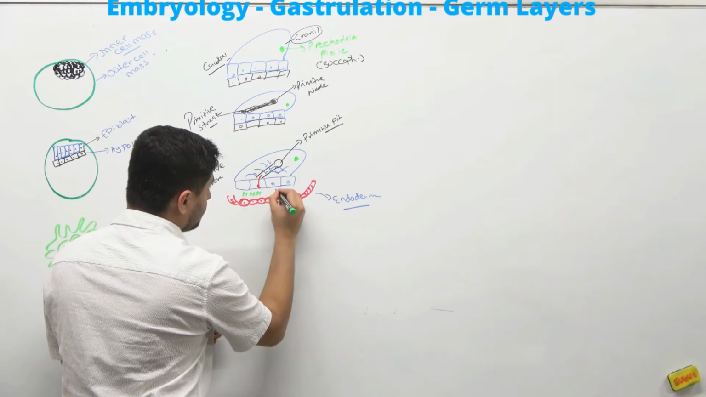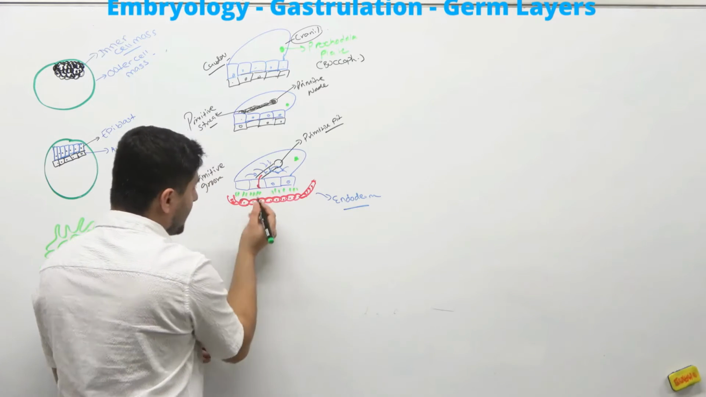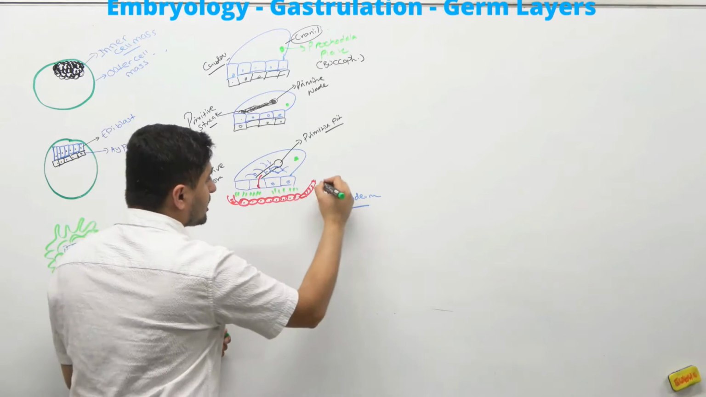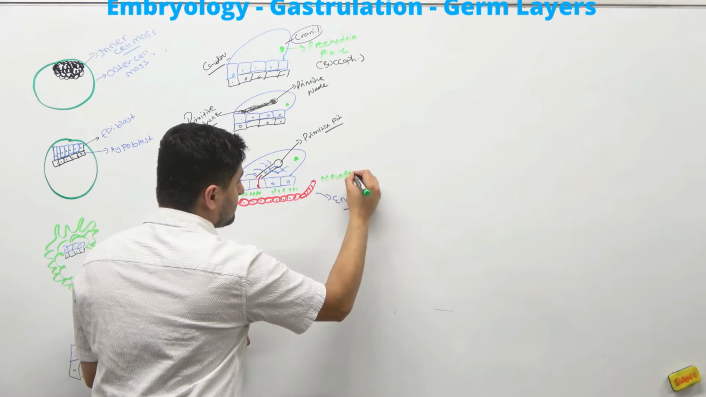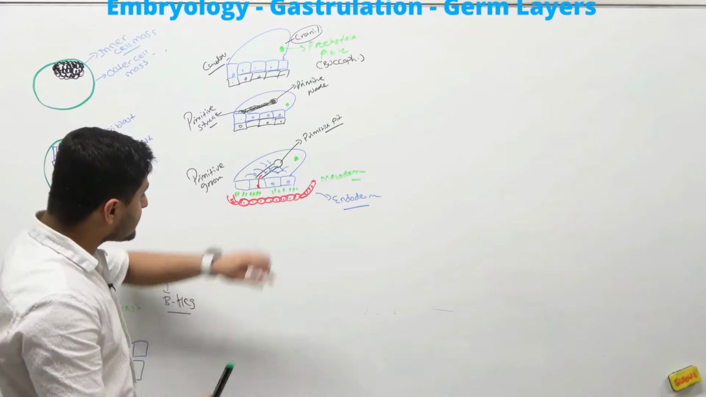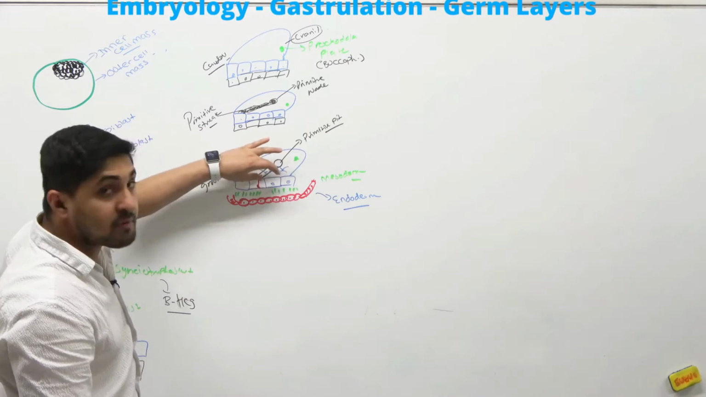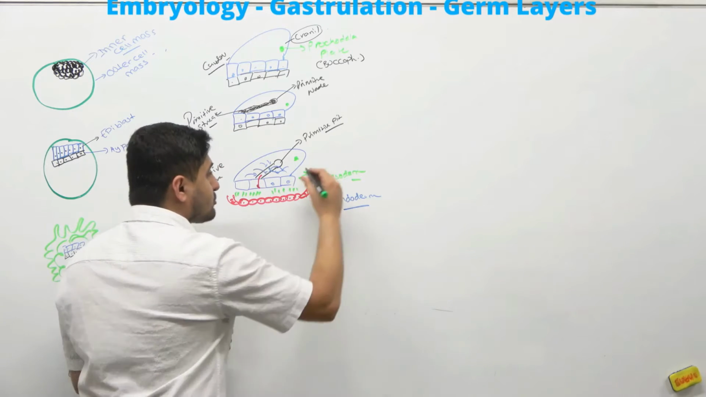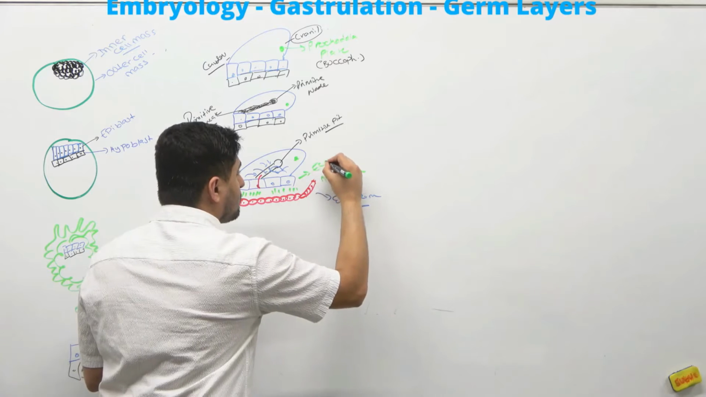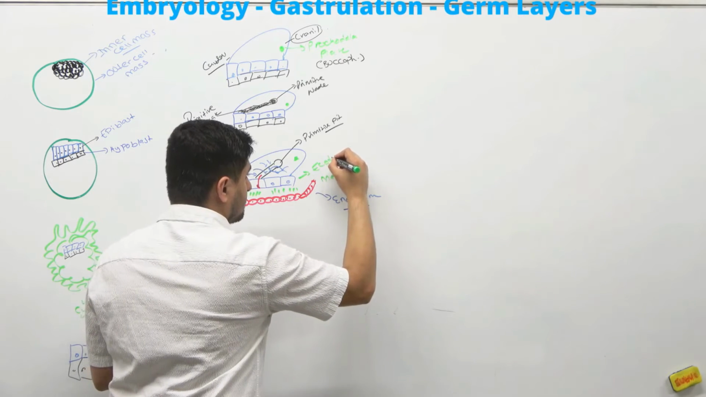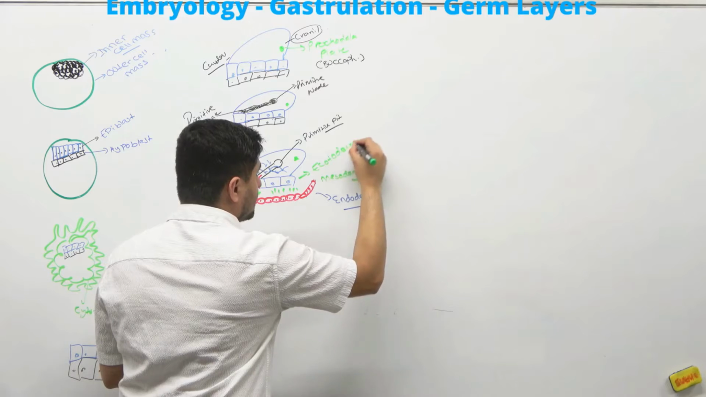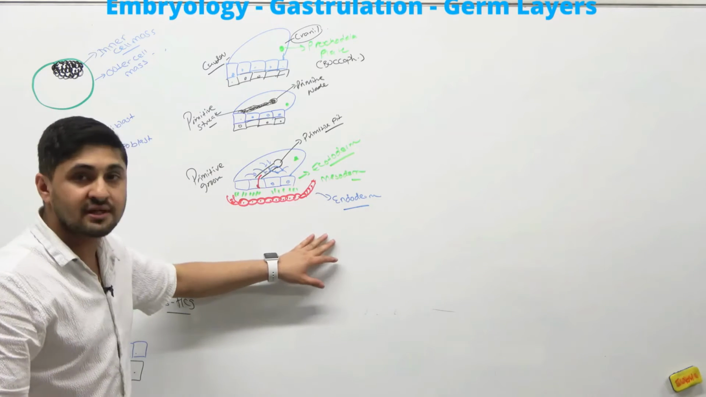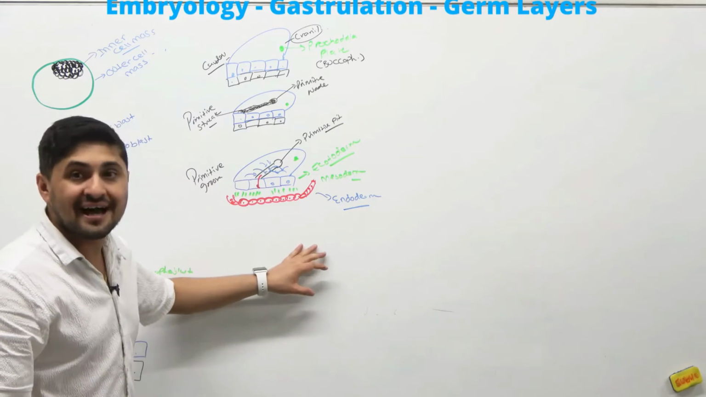Let's just make this green here. And these cells, they form a layer in the middle between this layer and this layer, so we call them mesoderm. And the rest of the cells, which remain on the upper layer, we no longer call epiblast. We call them ectoderm. So basically the formation of these three germ layers, which is ectoderm, mesoderm, and endoderm, is called gastrulation.